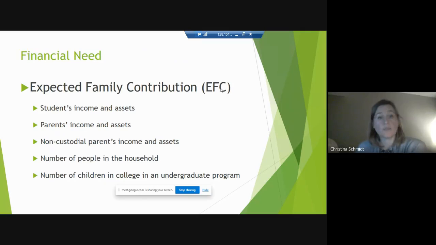And if parents are separated, divorced, or were never married, the school may look at the non-custodial parents' income and assets as well. The number of people in the household is important. That will make a difference for the expected family contribution. The number of children in college in an undergraduate program, at least half-time enrolled, makes a difference as well.